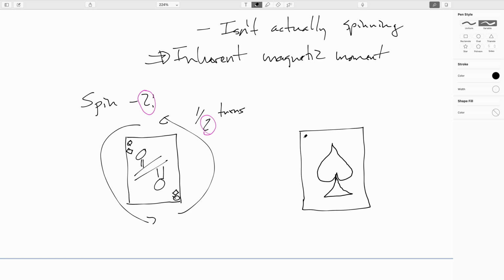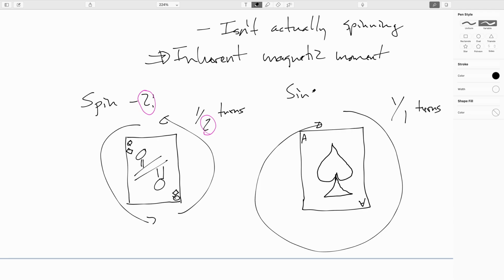So the Ace of Spades, and I'm not going to try to draw little spades there. The Ace of Spades will only look like itself again if you take it through one complete churn. So I'll write this as 1/1 churns. And we'll say this is a particle that has this kind of symmetry. A particle that has this kind of symmetry is spin 1. So again, it's 1/1 churns.